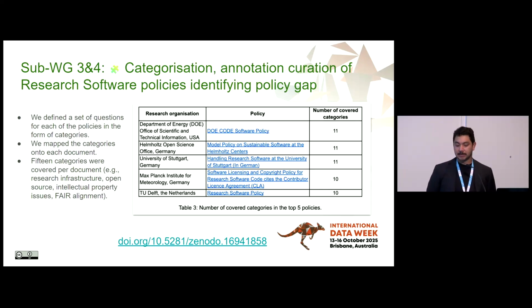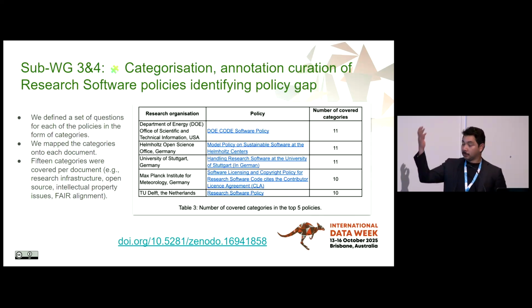So, for instance, research infrastructure should be mentioned because that supports software created in scientific contexts. Open source: are there any clauses? Are there any paragraphs about open source and how that is managed? Intellectual property, the FAIR principles alignment, especially with the other parallel working groups like FAIR for research software and so on.